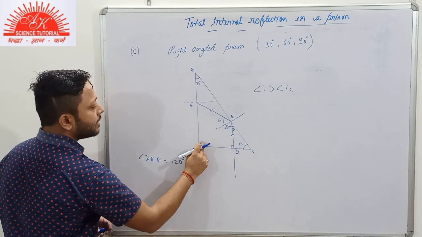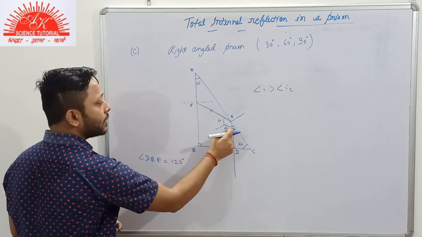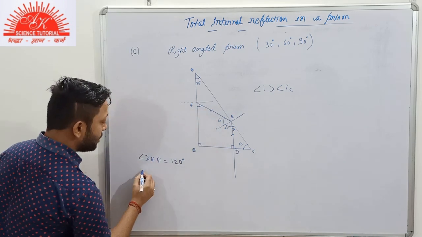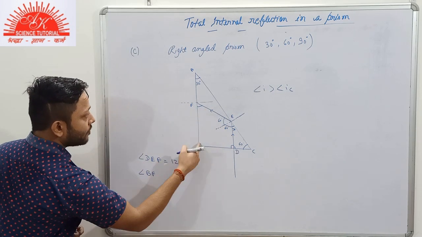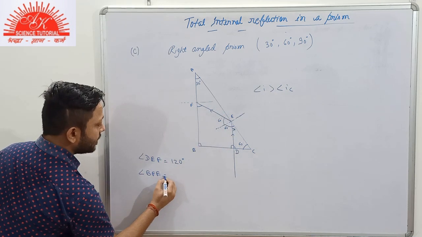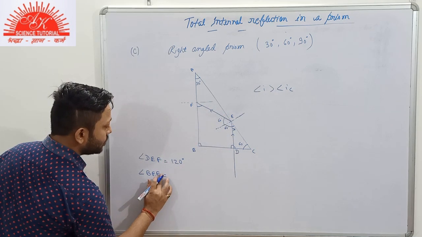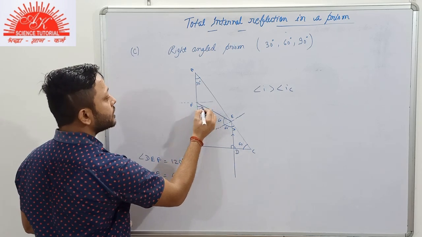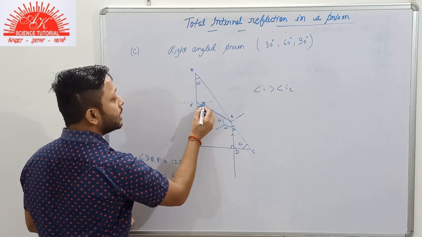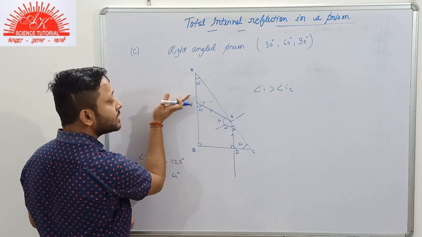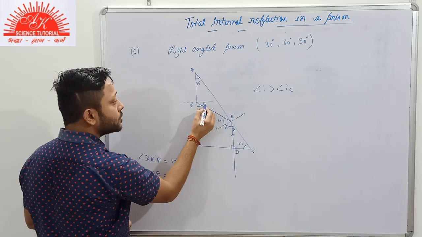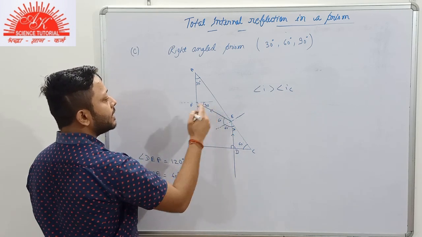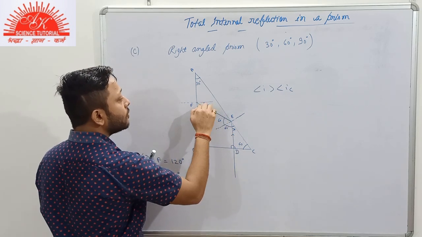And both these angles are 90 plus 90, 180, 180 plus 120, 300. So this part, that is angle B, F, E, must be equal to 360 minus 300, that is 60 degrees. So we got this angle, that is 60 degree. And the rest part, as you know, this is perpendicular, this is normal. So this part must be 30 degree. Now this is our incident ray and it makes an angle of incidence of 30 degree.